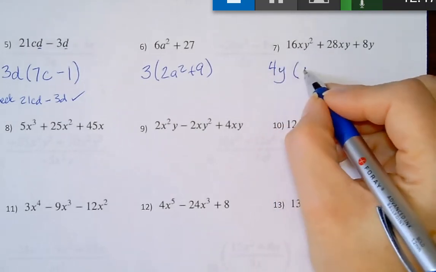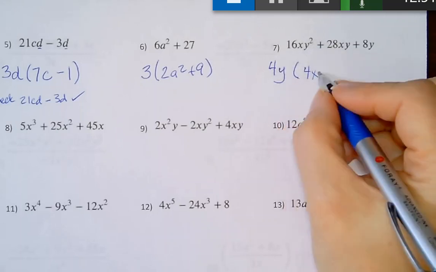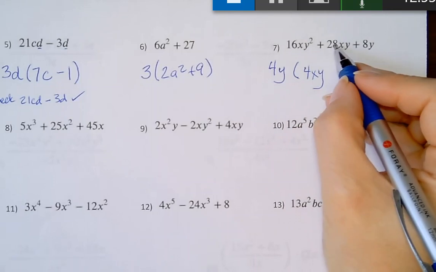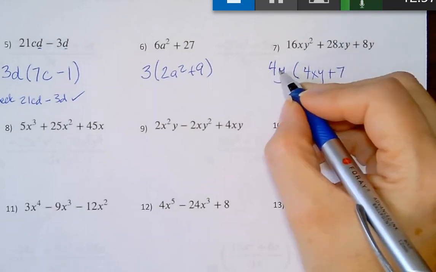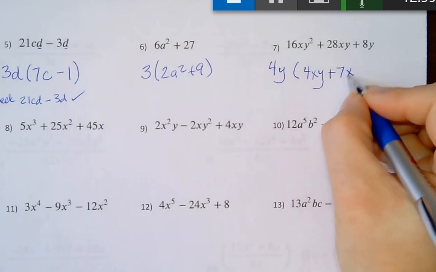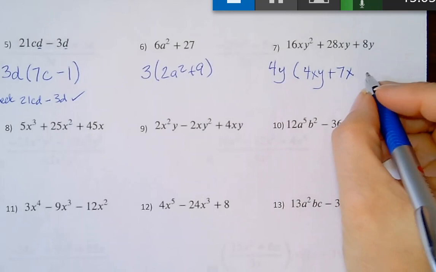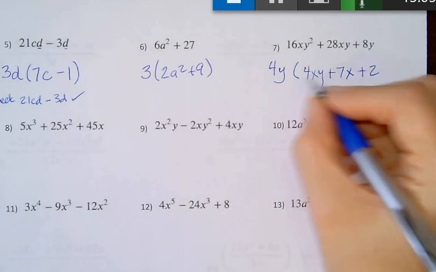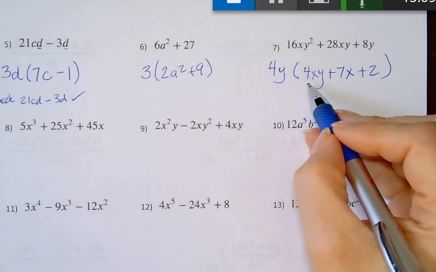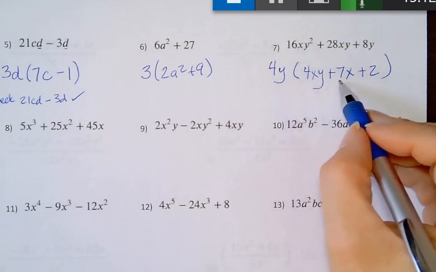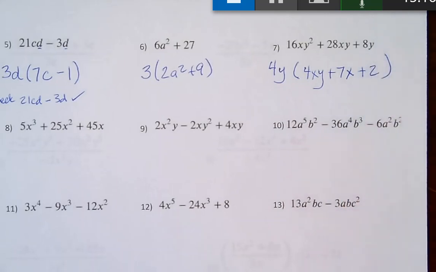16 divided by 4 is 4. X is still x, and y squared divided by y is y. This term, 28 divided by 4 is 7, and then xy divided by y leaves me with just x. And finally, 8 divided by 4 is 2, and y divided by y is 1. If I check it, it's 16xy squared plus 28xy plus 8y squared.